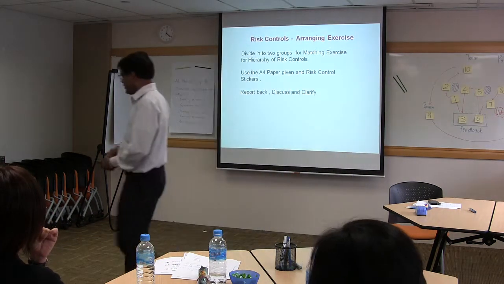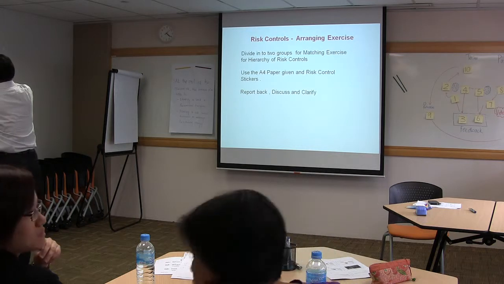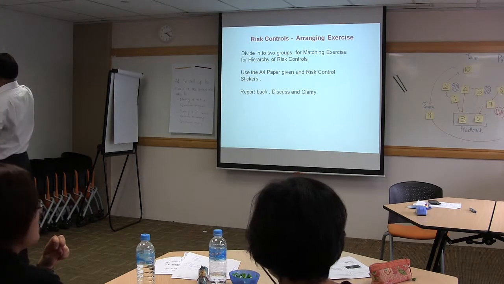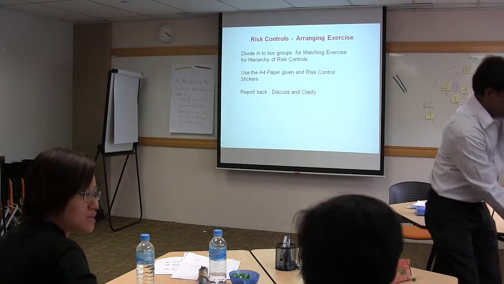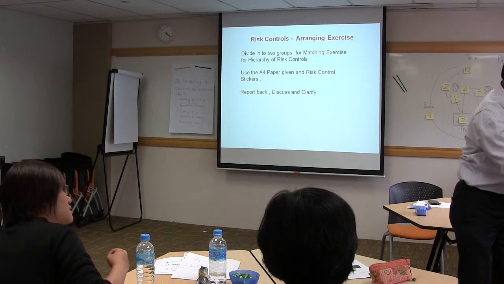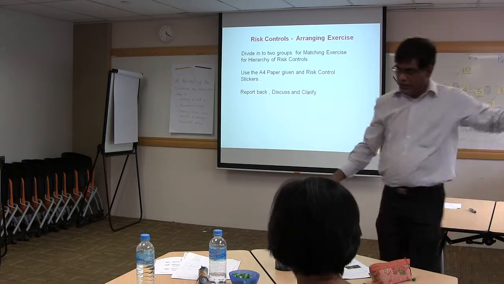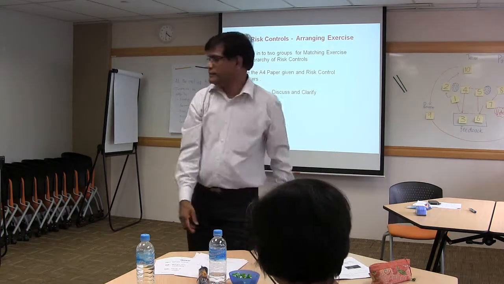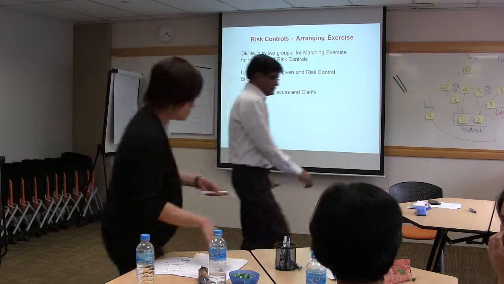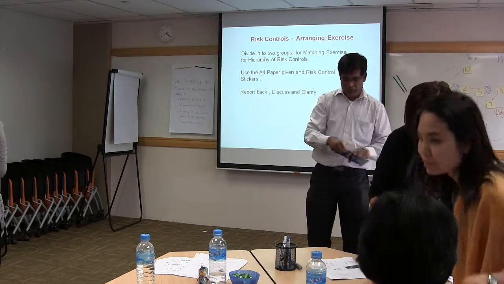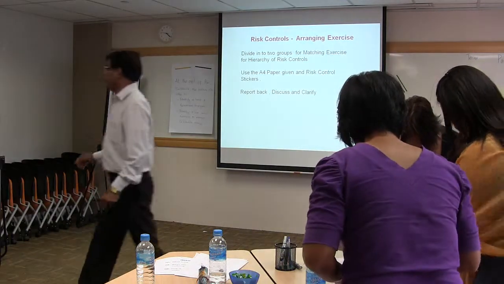Okay. I'm going to give an exercise here. Please take this board. One more exercise. Team, can you read the hierarchy of control in the five levels? The risk control stickers. Just team, please proceed to the table and arrange the things in order.